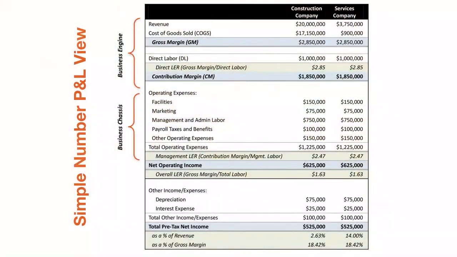So the way that I want to show this is I go back to an example that I had in the original book of the construction company compared to a services business. So the construction company, you can see, has $20 million of revenue. Maybe good, maybe bad, but we start there. Services company has $3.7 million of revenue.